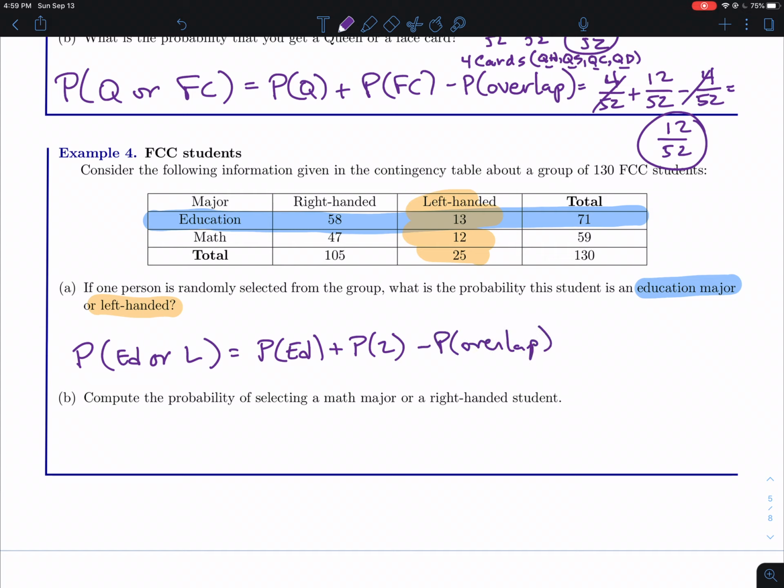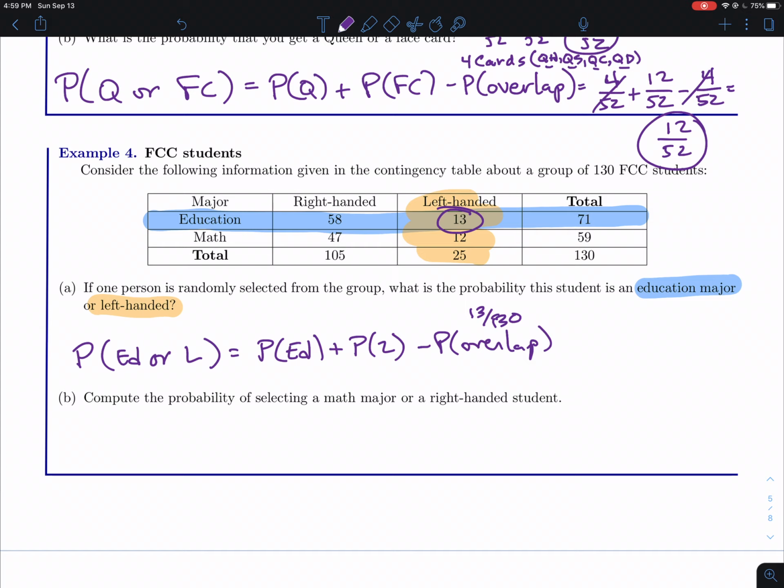And if it turned out there wasn't any overlap, again, we could just make it 0 and move on. But in our case, any place that's going to be both orange and purple is going to be something that overlaps. And so we can see in this case that 13 is getting counted in the education majors, but it's also getting counted in the left-handed column. So that means we've got 13 out of 130 that we want to subtract off so that we don't double count these guys.